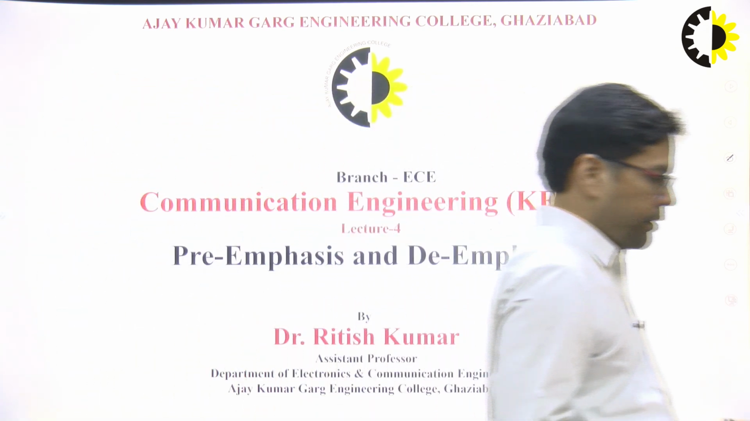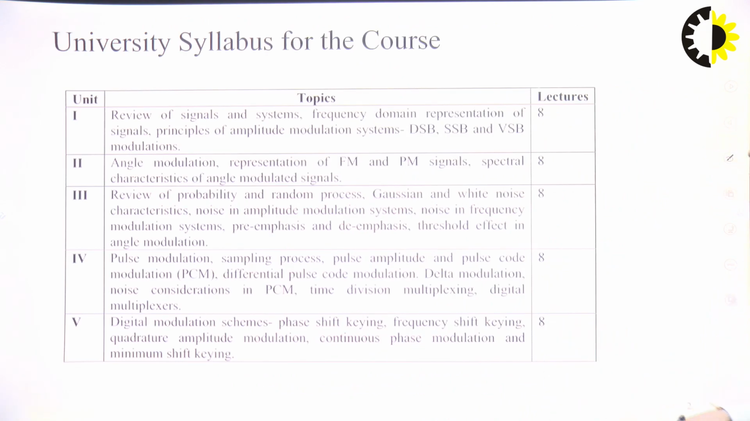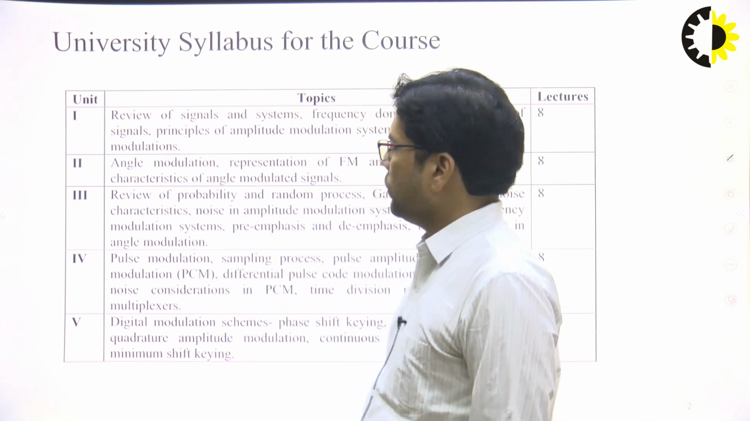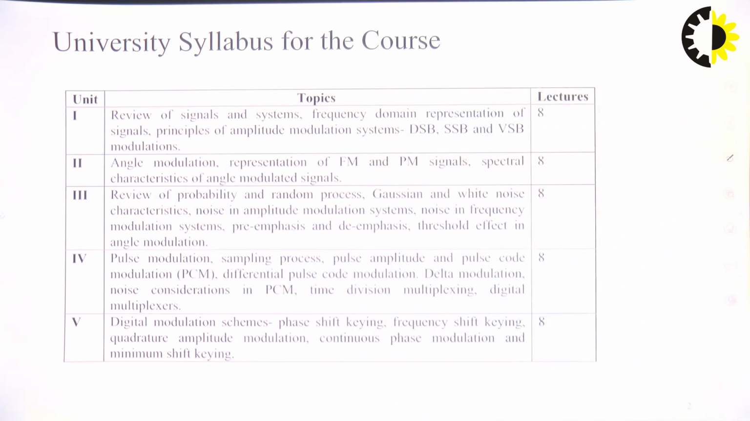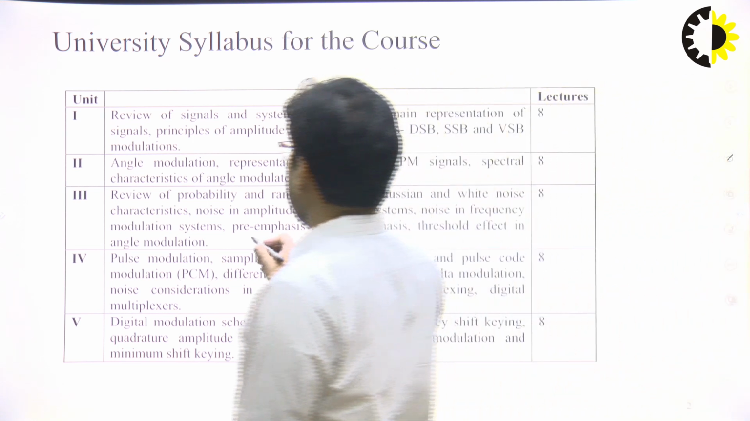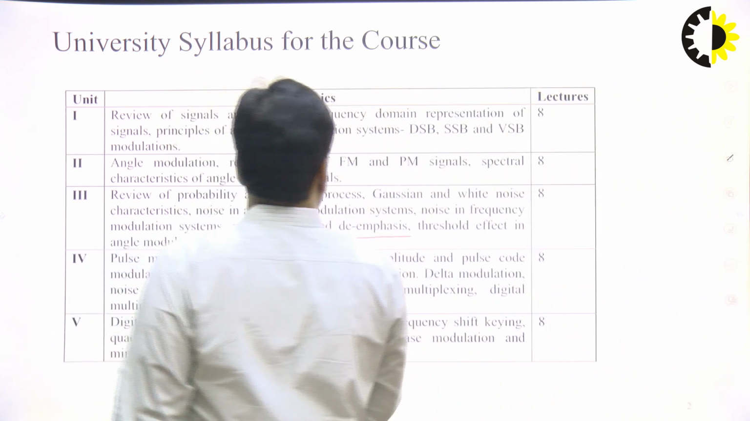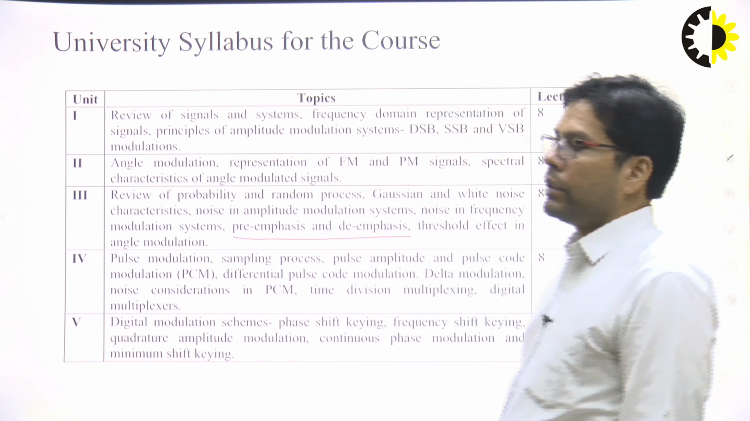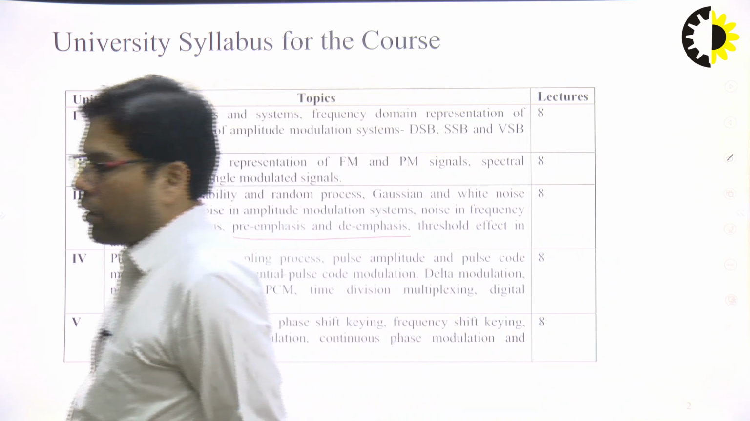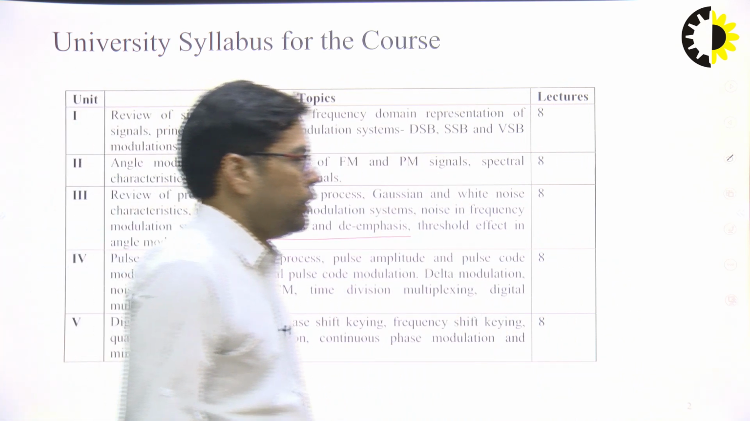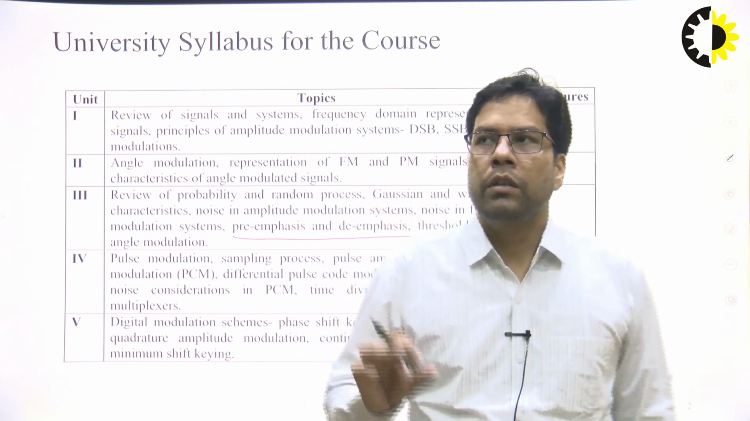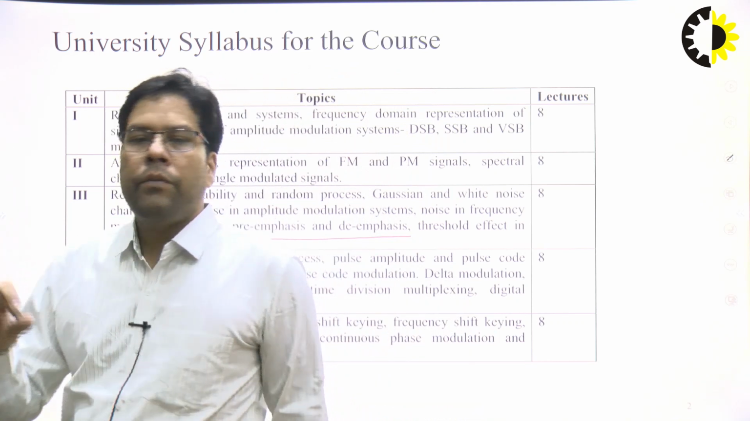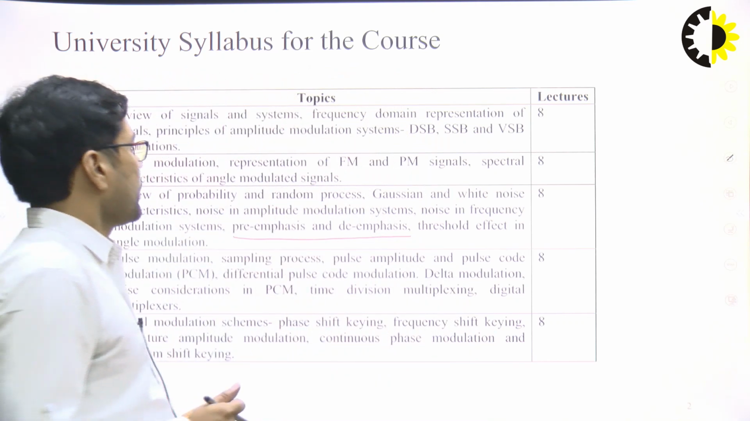Pre-emphasis and de-emphasis lies in unit number 3 of the university syllabus, which is divided into 5 units. This is an important process to have an improved signal to noise ratio at the receiver side. We need to do the pre-emphasis at the transmitter side, and to nullify the effect of pre-emphasis we have to do the de-emphasis process at the receiver side.